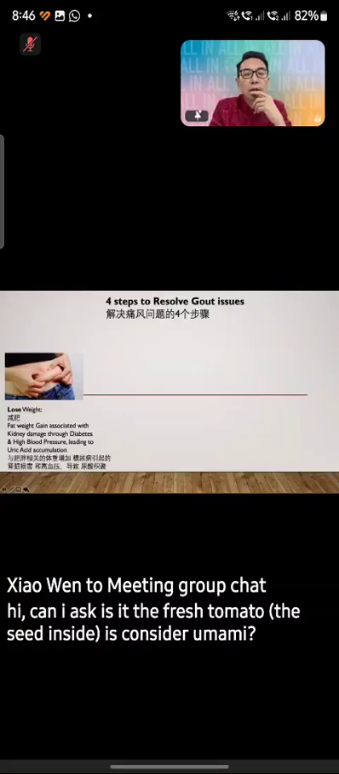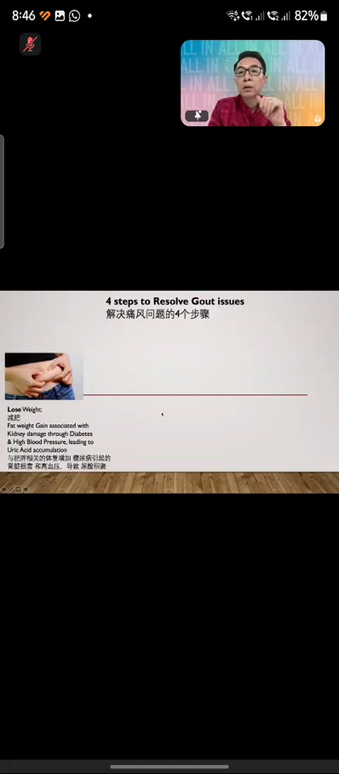All right. So, Xiao Wen was asked about tomato. Tomato increase is not about the seeds. Tomato's umami increases as it ripens. So I like to use very ripe tomato, even those that are a bit spoiled already, soft, to make soup because the umami is very good. The young tomatoes don't have much umami, it's the very ripe ones.